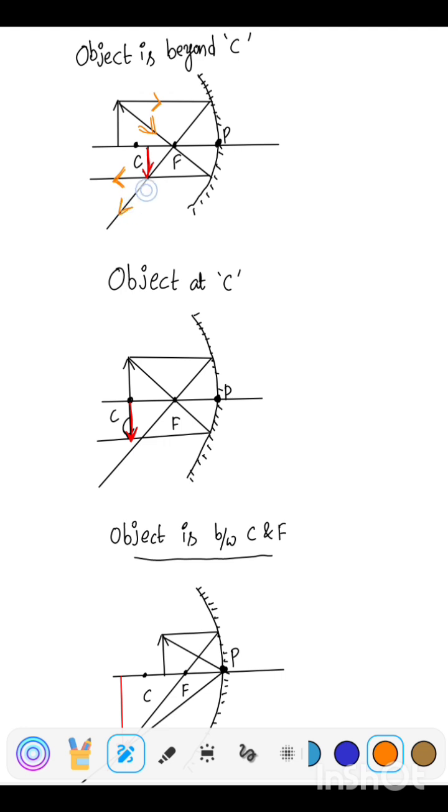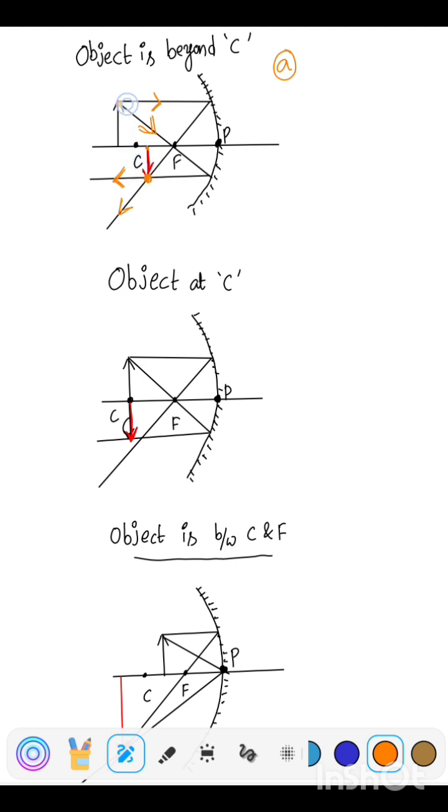These two reflected rays are meeting at this point, and this point is the image of this arrowhead. That's why it will be arrowhead, and the opposite thing is arrow tail. If we observe the characteristics of the image, first characteristic is the size of the image.